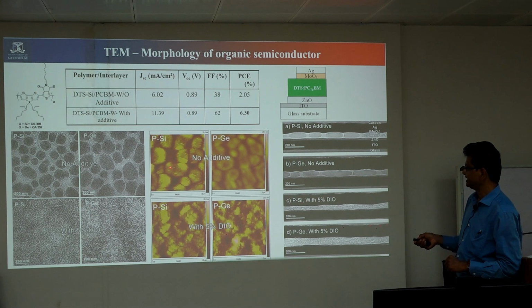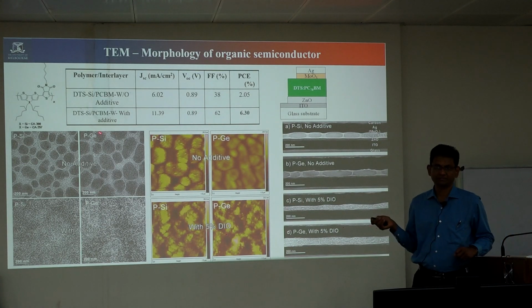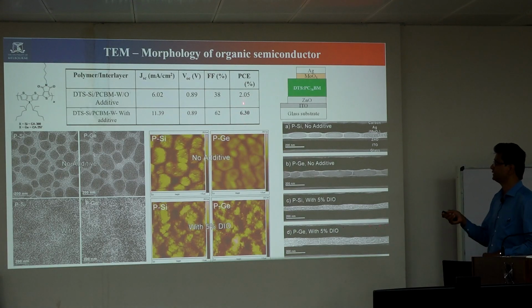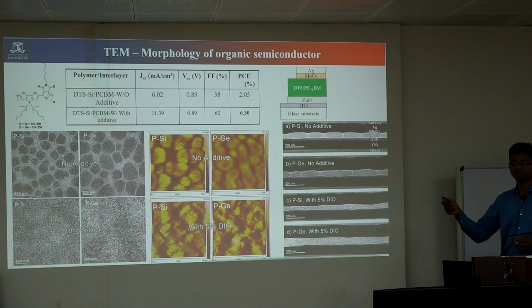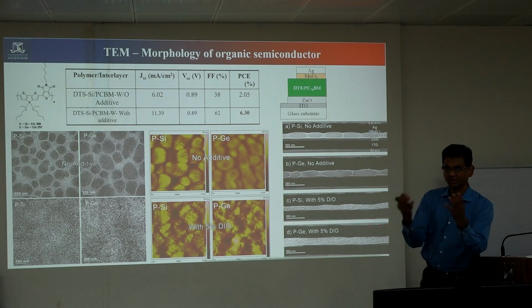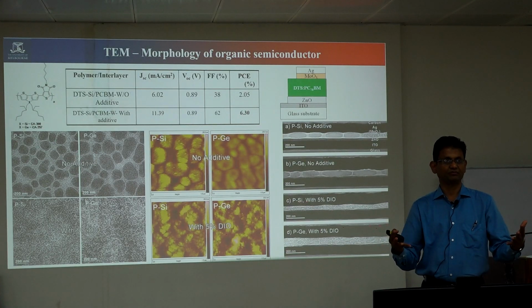Those things we can see in the AFM picture also. You see, the bigger morphology has become a very, very small type of morphology. So when we have this, you see how the device performance improved. It goes from 2% to almost 6.4%. It's a huge difference, and this difference is only because of this morphology. Same material, same composition, same device structure, everything else. Just a simple morphology change is changing the performance a lot.